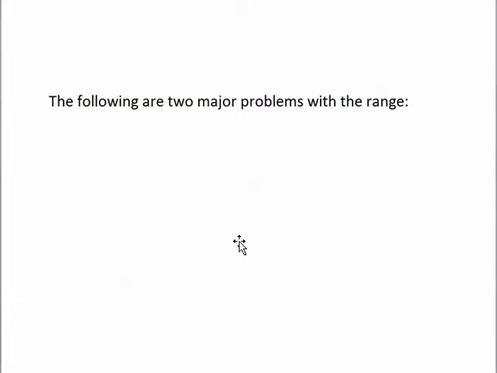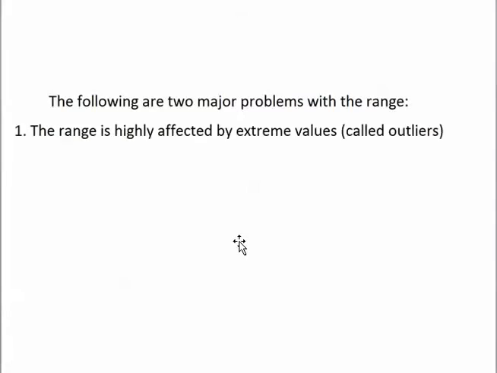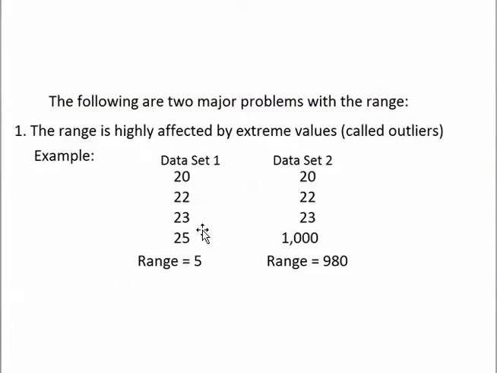Now let's talk about the 2 problems with the range. One problem is, just like the mean, it's highly affected by extreme values. This data set has a range of 5, because 25 minus 20 is 5. But what about here? If we change the highest number from 25 to 1,000, the range goes all the way up to 980. Because now we're subtracting 20 from 1,000, which equals 980.